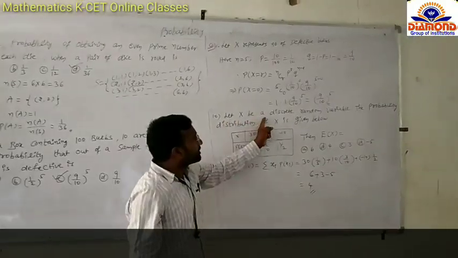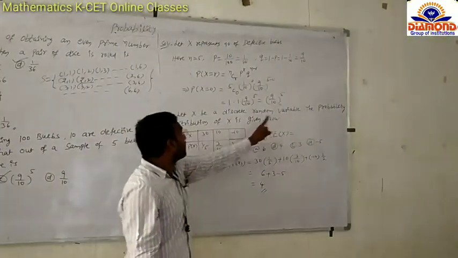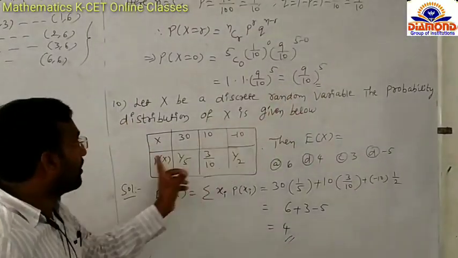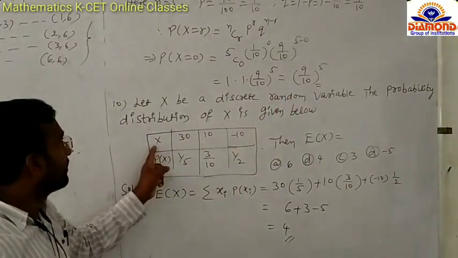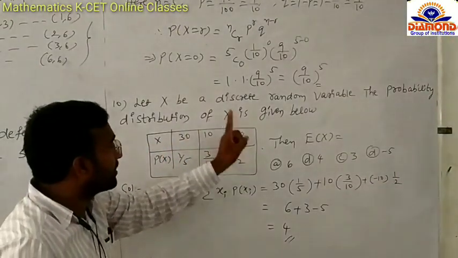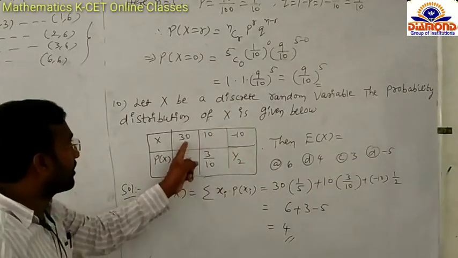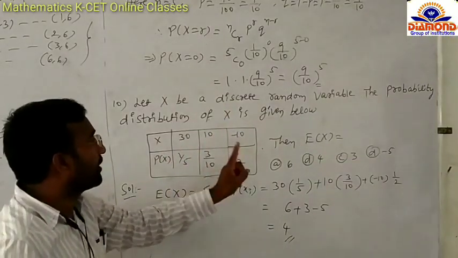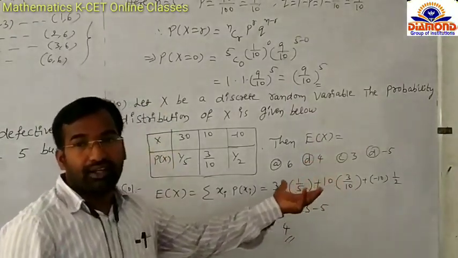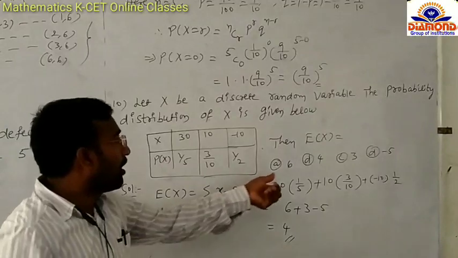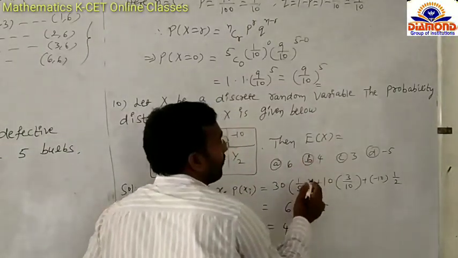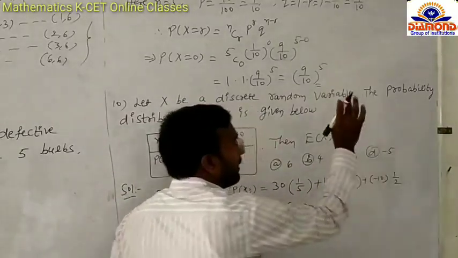Let X be a discrete random variable. The probability distribution of X is given below. The table gives the X values and their probabilities. X values are 30, 10, minus 10. Its probabilities are 1 by 5, 3 by 10, 1 by 2. Then find E of X, which is nothing but the mean. Calculate the mean. Option A 6, option B 4, option C 3, option D minus 5.